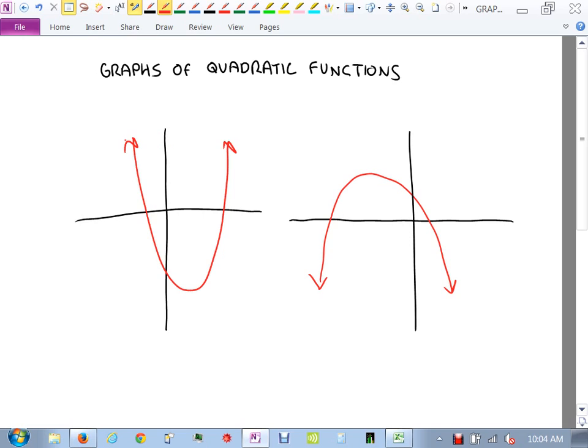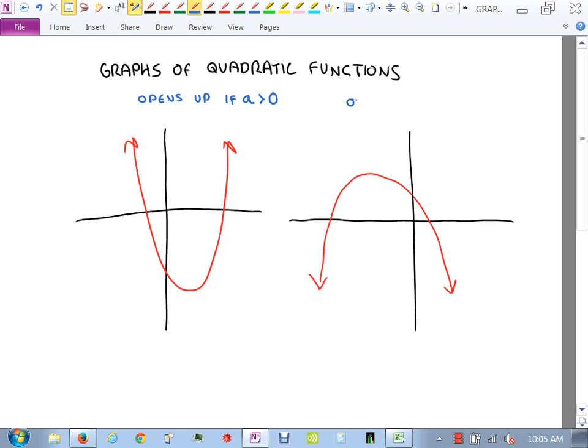Here's how you can tell which one of those it is. On the left one, we will say that that is a quadratic function that opens up. And the way that we know that is if the a in the problem is bigger than 0. In other words, a is positive. So if you have a quadratic function and the a is a positive number, you're guaranteed that this thing looks like a U that's opening up like that.